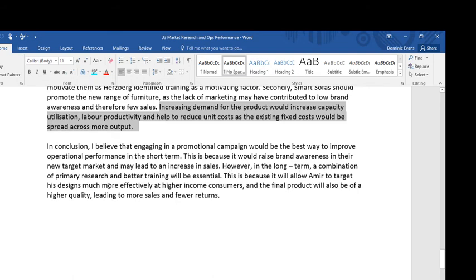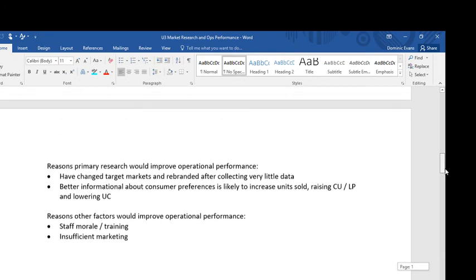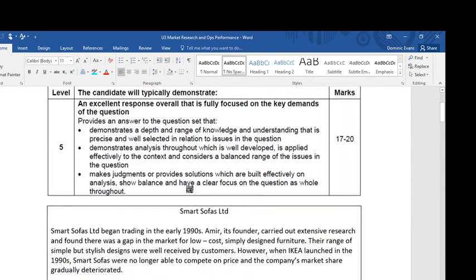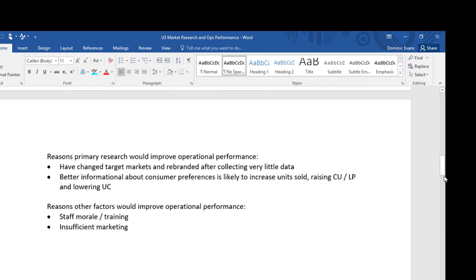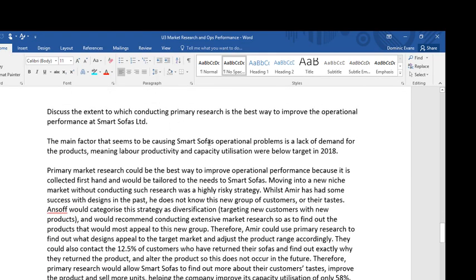However, in the long term, a combination of primary market research and better training will be essential. This is because it will allow Amir to target his designs much more effectively at higher income consumers, and the final product will also be of a higher quality, leading to more sales and fewer returns. So to get some balance into the conclusion, what have I done? Well, I've said that in the short term, the most important thing is promotion. That should increase demand. But in the long term, yes, conducting primary market research will be the best way to improve operational performance.